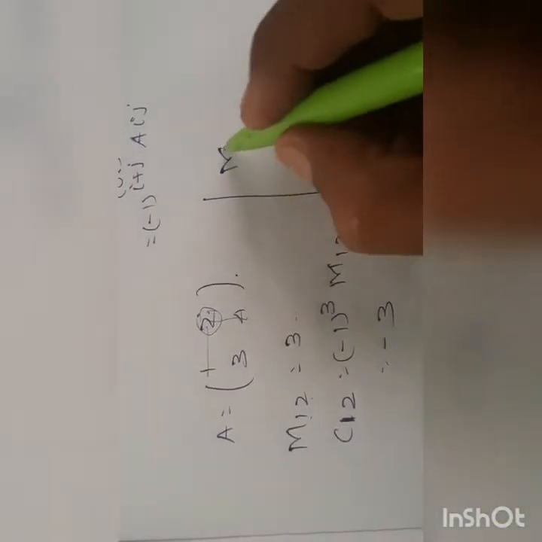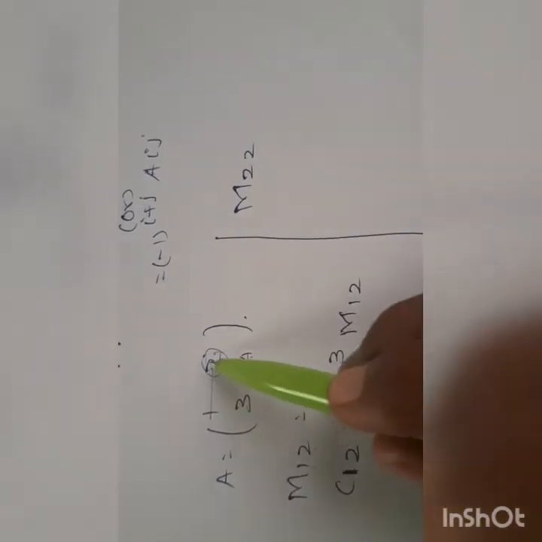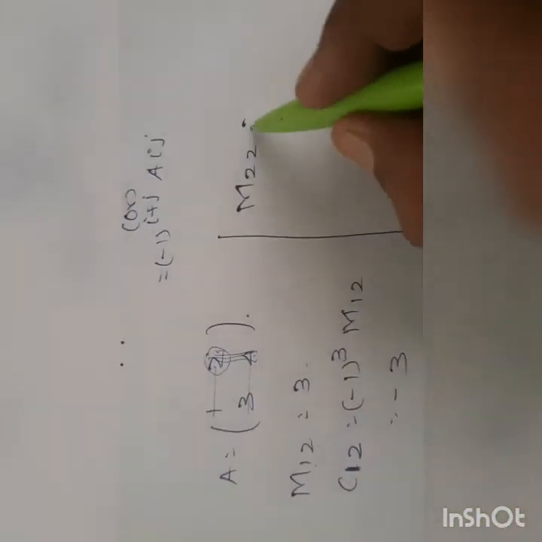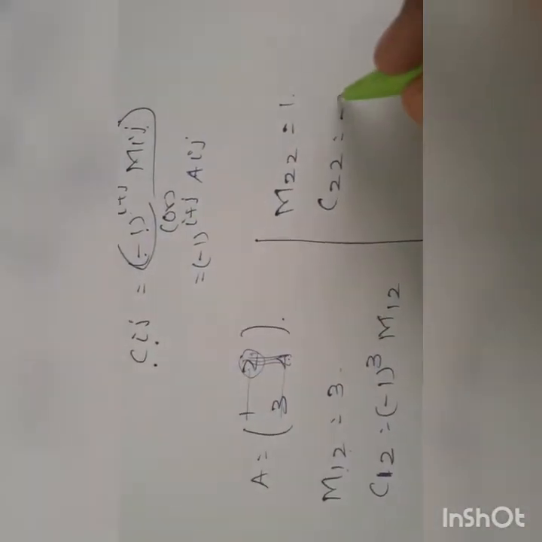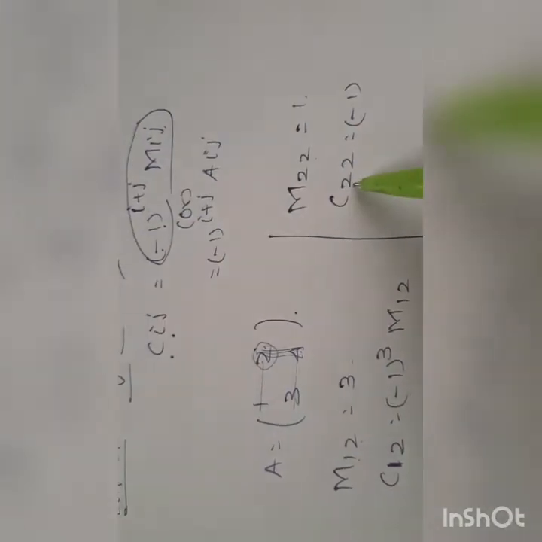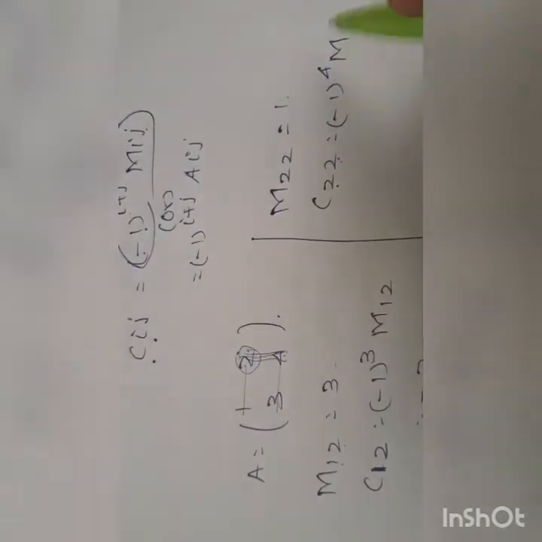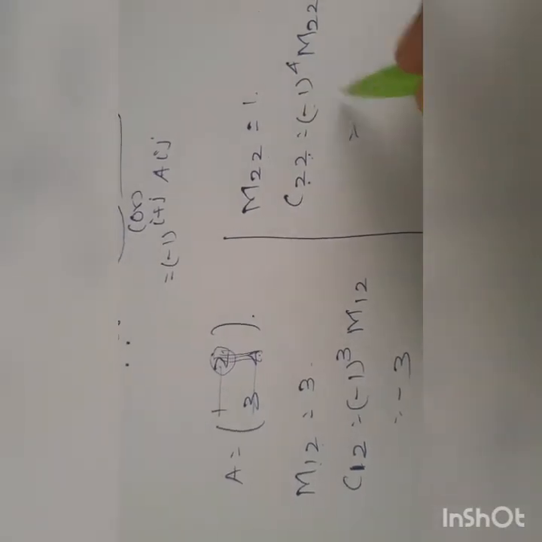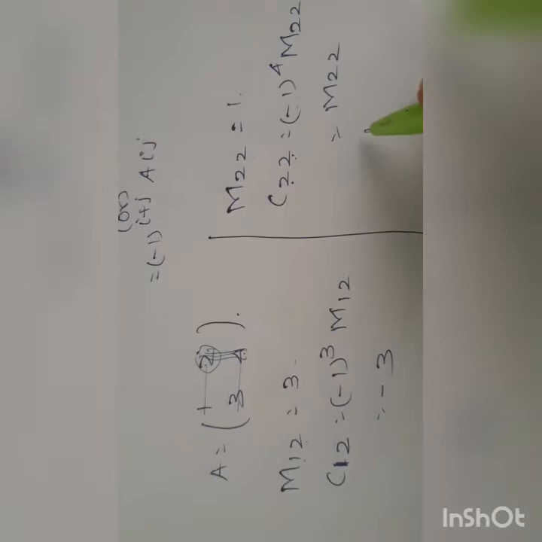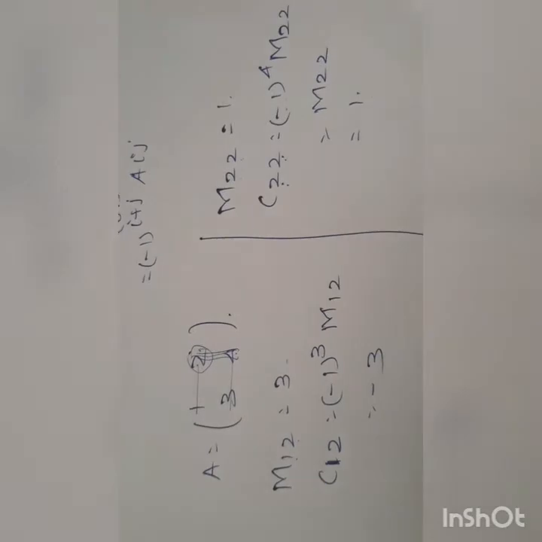Same thing. Suppose I want to find the minor of 2 2. Second row, second column, that is 4, so deleting the row and column, we get 1. Now how to find the cofactor of 2 2? According to this formula, (-1)^(i+j), here i is 2, j is 2, 2 plus 2 is 4, into M22. Minus 1 power 4 is positive, and M22 is 1. So the cofactor of 2 2 is 1.